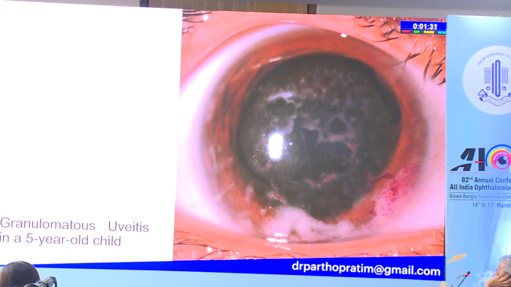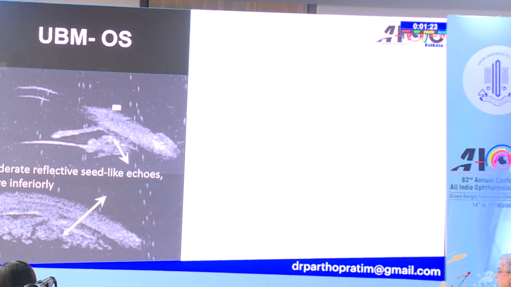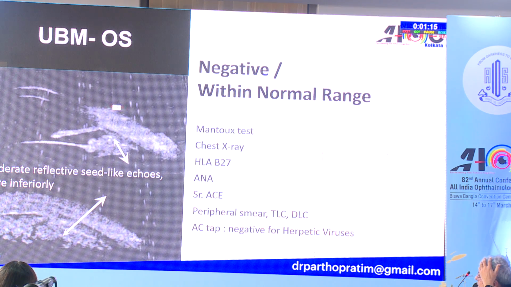This is another patient, a 5-year-old child. You can see here, it looks like an anterior uveitis, with a lot of exudate-like material in the anterior chamber. When we did the UBM, you can see there were moderately reflective seed-like echoes, more inferiorly. When we did the investigations, everything was within normal limits. The AC tap was negative for the herpetic viruses also.